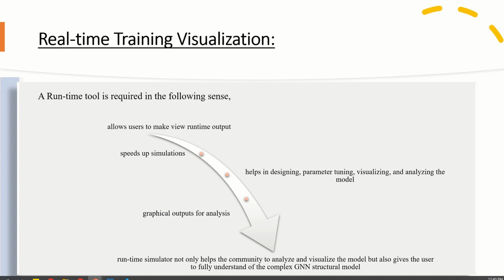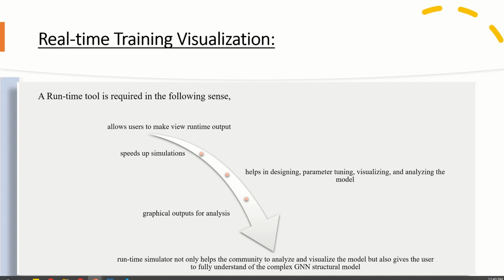It also speeds up simulation. Let's say you are really unhappy with the dictionary of loss and optimization functions you set, and you want to update it. You saw the result, you're totally unhappy, and you have to stop your code and go back again. So that also speeds up the simulation process.